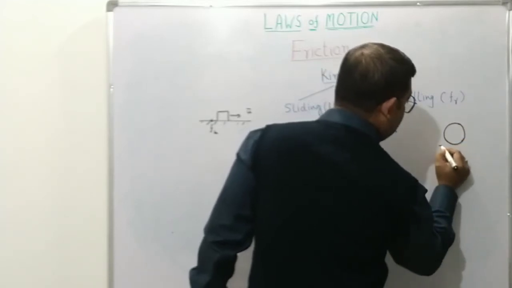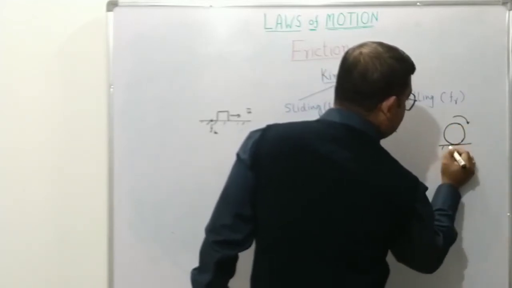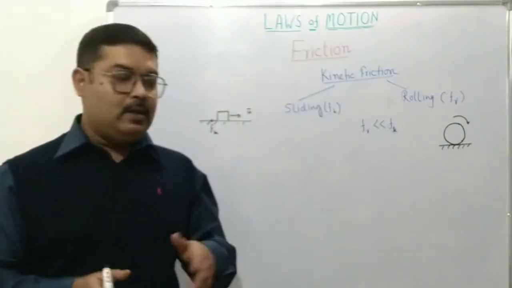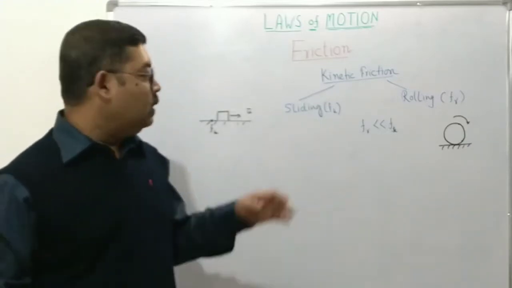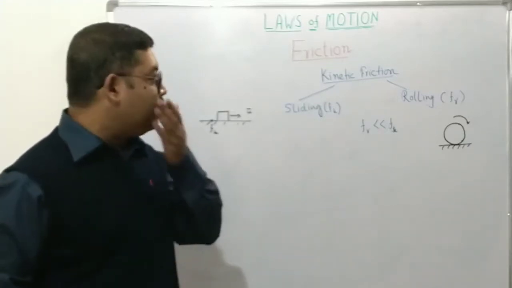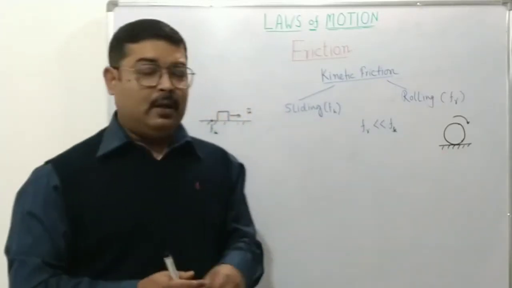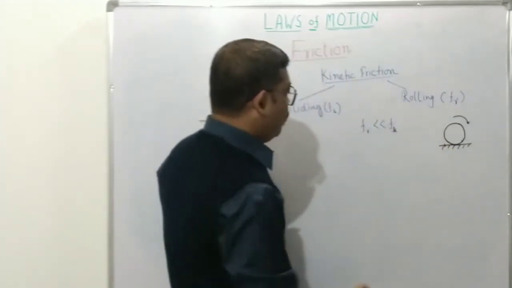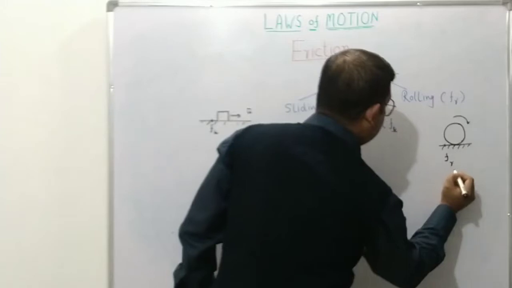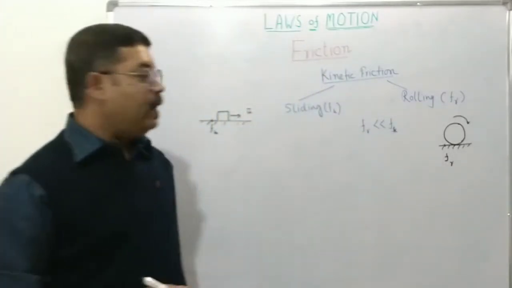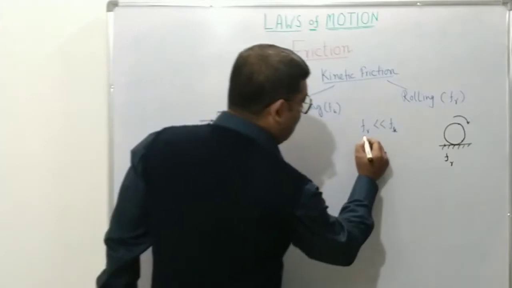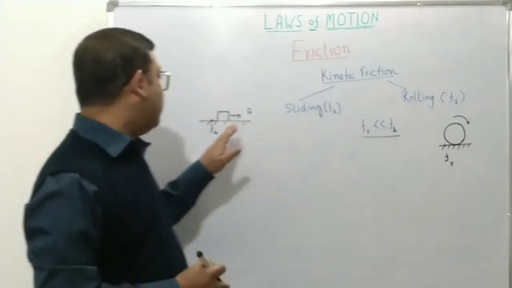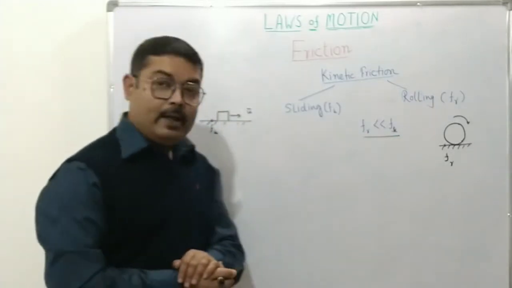When an object rolls over a surface, say for example a wheel rolls over, the car wheels roll over the road. They do not slide. So under such conditions, the friction that is generated is known as rolling friction, and the force is the force of rolling friction. It's called Fr. Now it has been observed that the force of rolling friction is always much smaller than the force of kinetic friction, that is, the force of sliding friction. Why is it so?